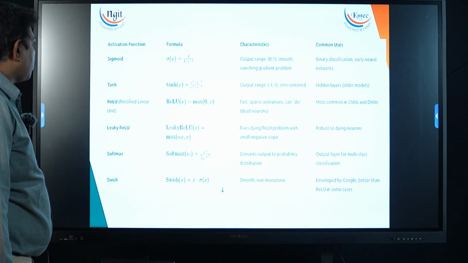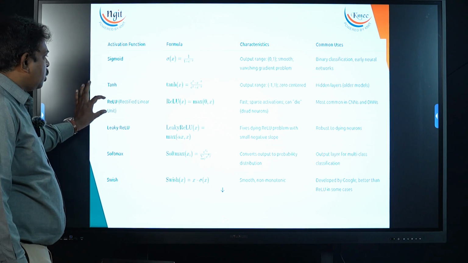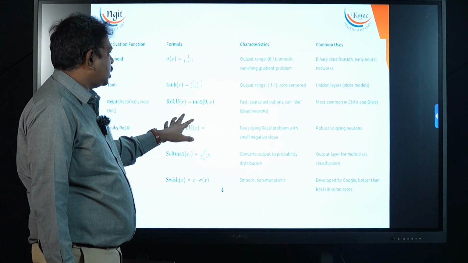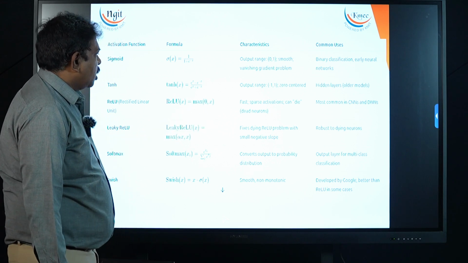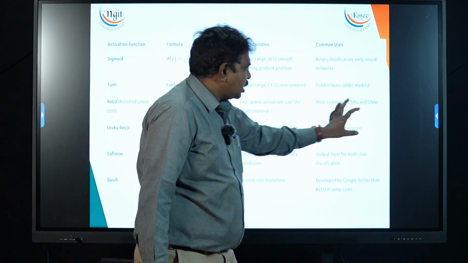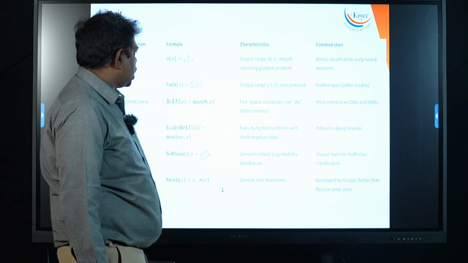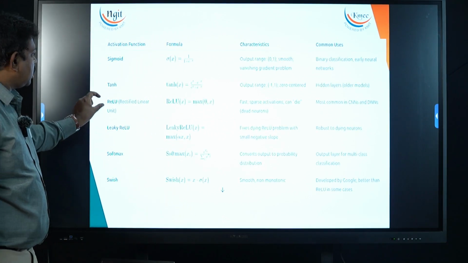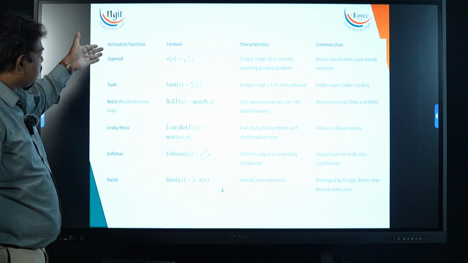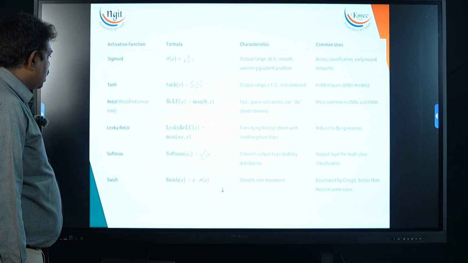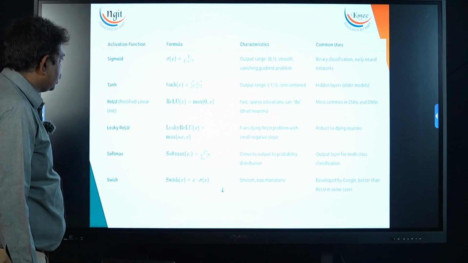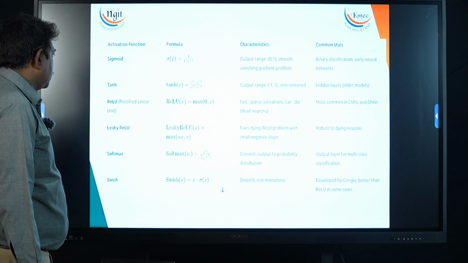The most popular one is the rectified linear unit, ReLU. It takes the maximum of 0 and the value, whatever the maximum value is that it gives. ReLU is most commonly used in CNNs, deep neural networks and convolutional neural networks. Most applications take ReLU. Older applications take tanh. For binary classification they go for sigmoid, and sometimes with a mixed setup they use sigmoid in the output layer and tanh in the hidden layers.